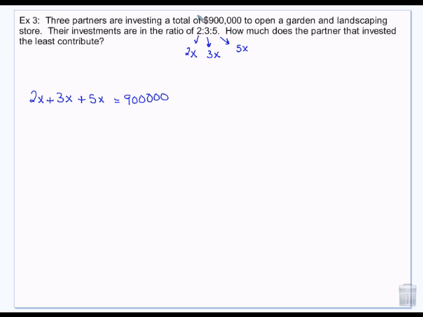Okay, so every time you see this, this is what's going to happen. And it could be any numbers. This could be 3, 8, 9, and it would be 3x, 8x, 9x. So we're going to solve for x. So first I'm going to add this together. So 2 plus 3 is 5, plus 5 is 10.